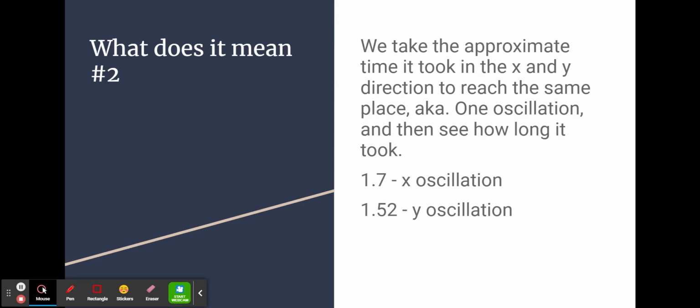We're trying to figure out the oscillations by using the x and y. To do this, you can take the approximate time it took in the x and y direction to reach the same coordinate, the same place, aka an oscillation. So in the graph, we would subtract out the times, and we got 1.7 seconds and 1.52 seconds for the x and y oscillation. Now, these are obviously both going to be slightly different because, again, there are some errors in Tracker, but it gives us a solid foundation for what our oscillations would be. And that is it.